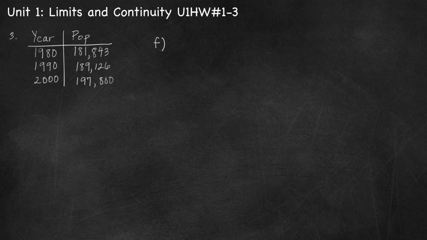And finally, part F. How fast do you think the population of Grand Rapids was changing on January 1st, 1985? How fast was it changing on that day? So we want an instantaneous rate of change when t equals 5. 1985 corresponds to t equals 5. So to find the instantaneous rate of change, we're going to use our average rate of change formula, and this is going to give us an approximation. So if we use a very small time interval, we're going to get a pretty good approximation for instantaneous rate of change.